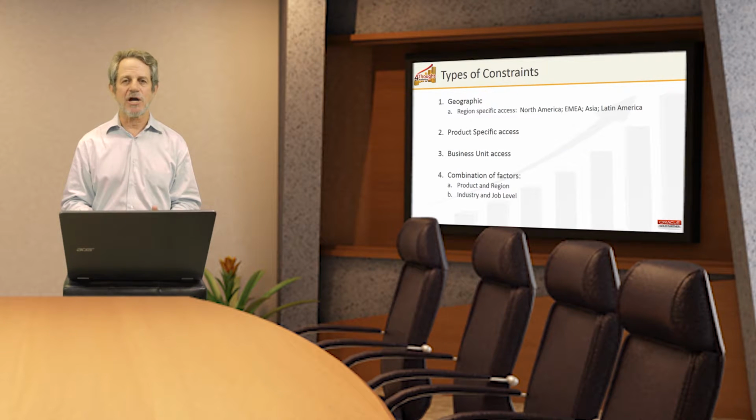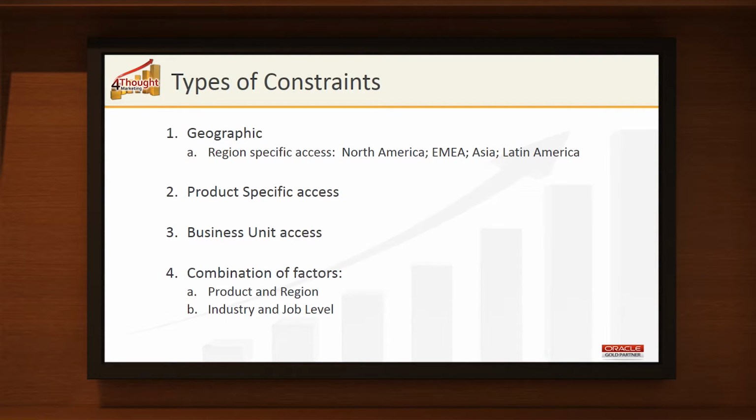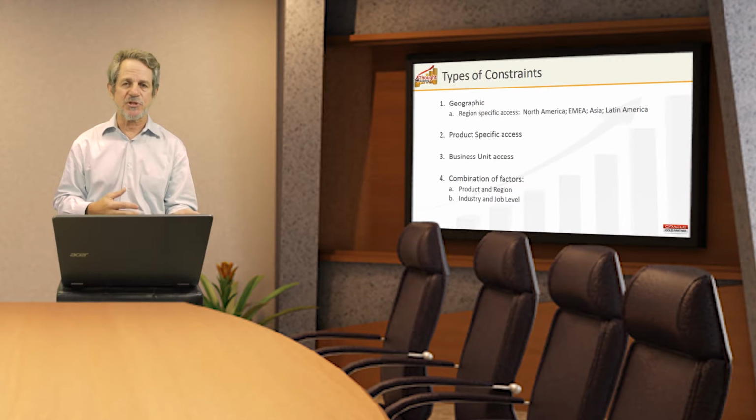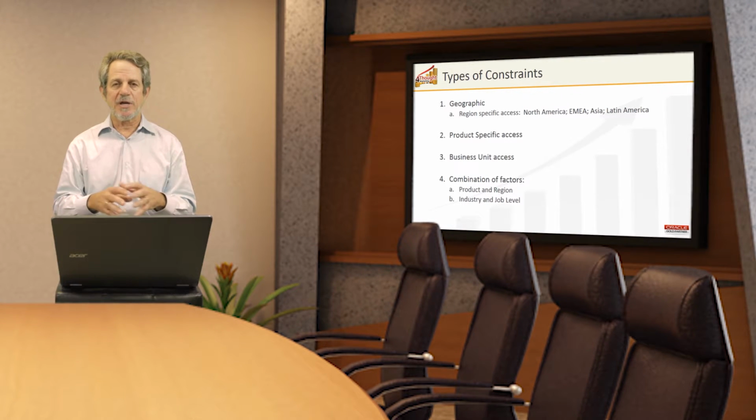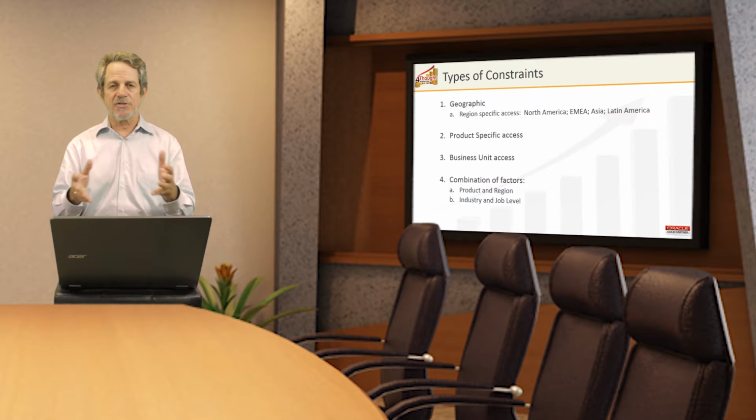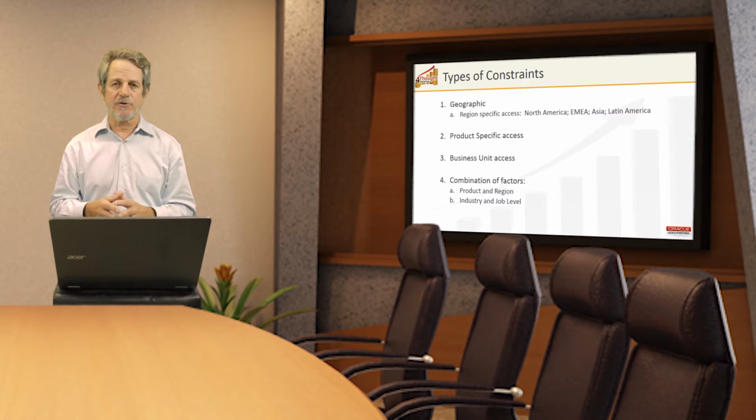What kind of constraints are we talking about? Well, it's primarily used for geography. So people who are in North America can only see North American contacts, people in Europe can only see European contacts, and same for, say, Asia Pacific or Latin America. So being able to limit the contacts that people work with to just their geography.